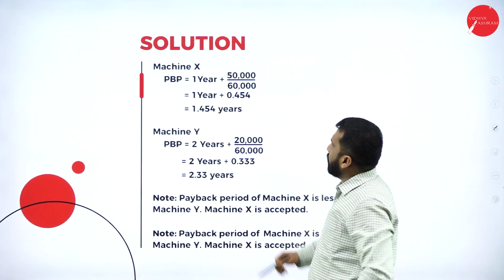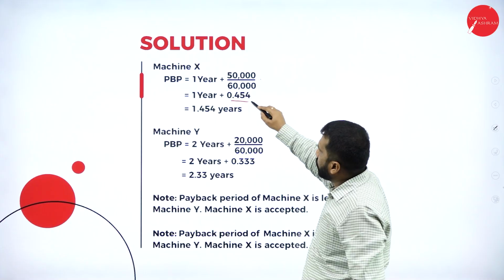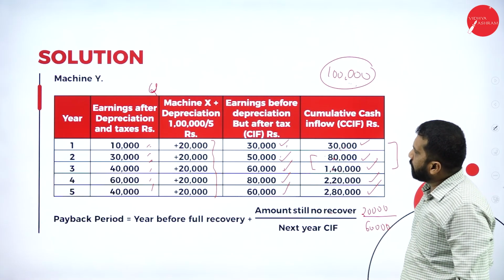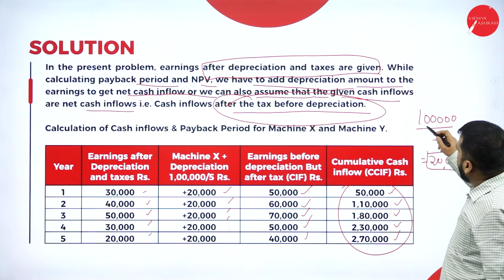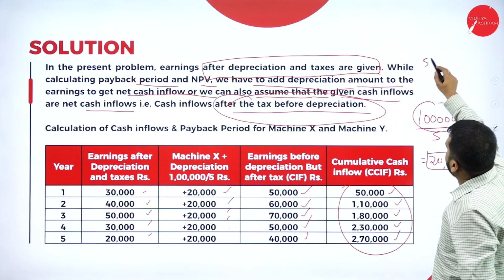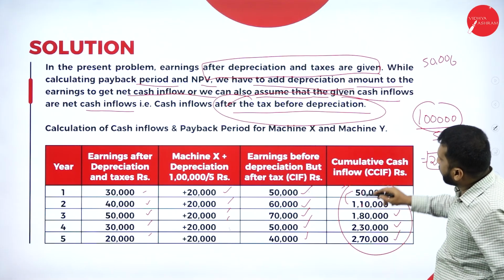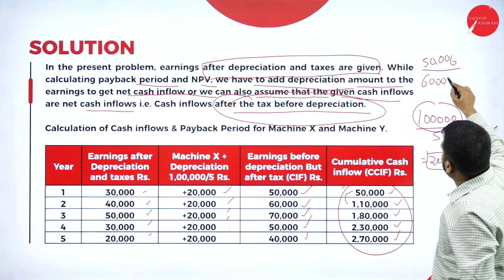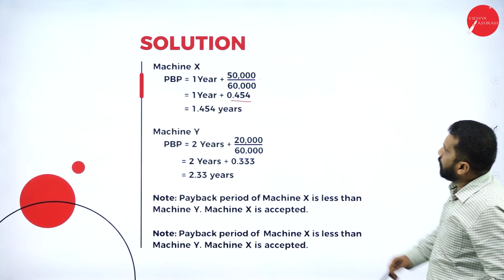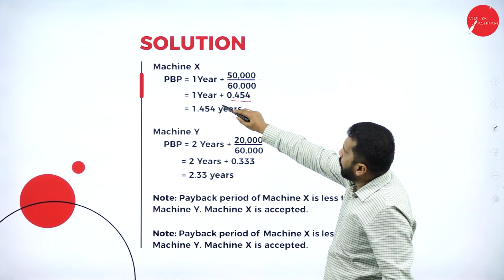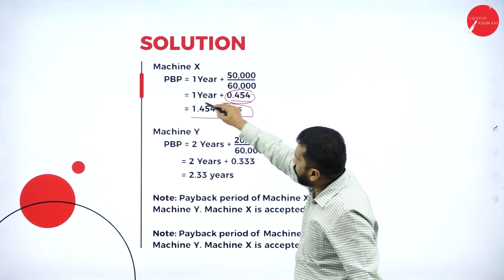Machine X, the first year 50 and the next 60. The year it will be 0.454. I'll show you the first one, X. Now see, 50,000. Yes. Now, how much to make 1 lakh? Another 50,000 is needed. What is the difference between these two? 50 and 1 lakh 10. It will be 60,000. 50,000 divided by 60,000. See, 50,000 divided by 60,000. 1 year 0.454. The answer is 1.454.